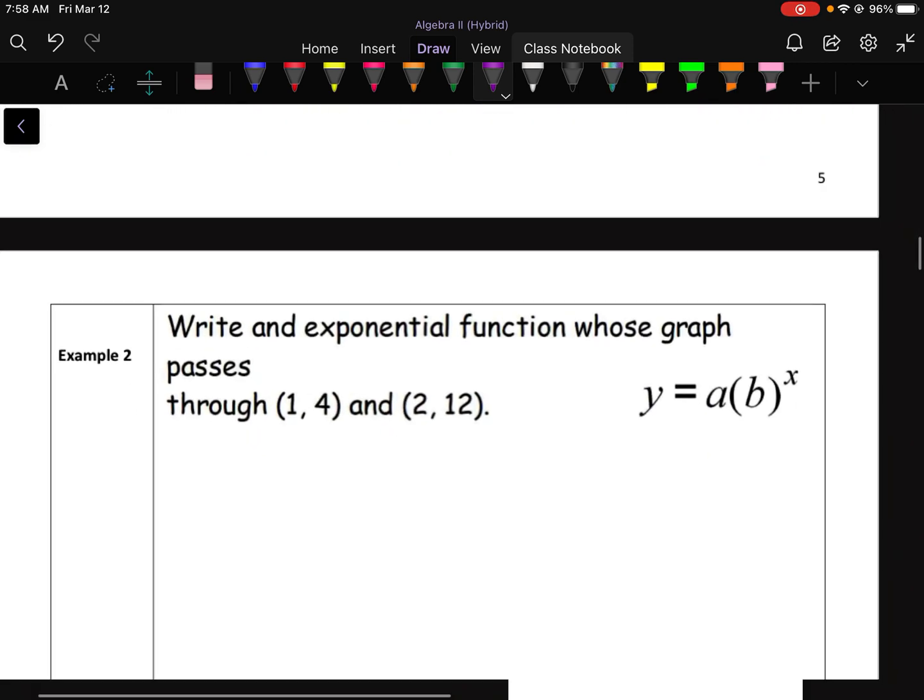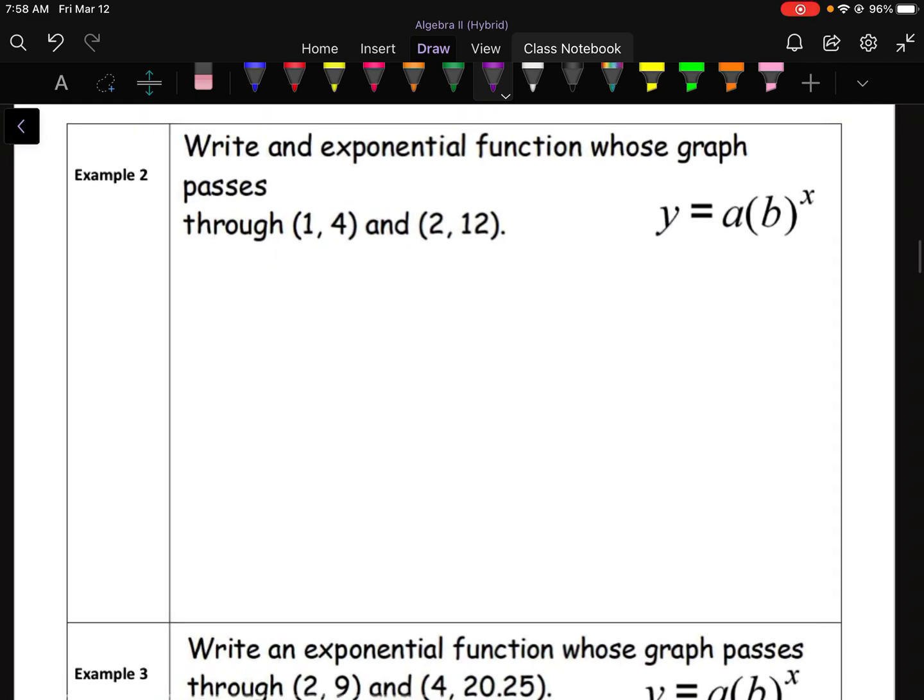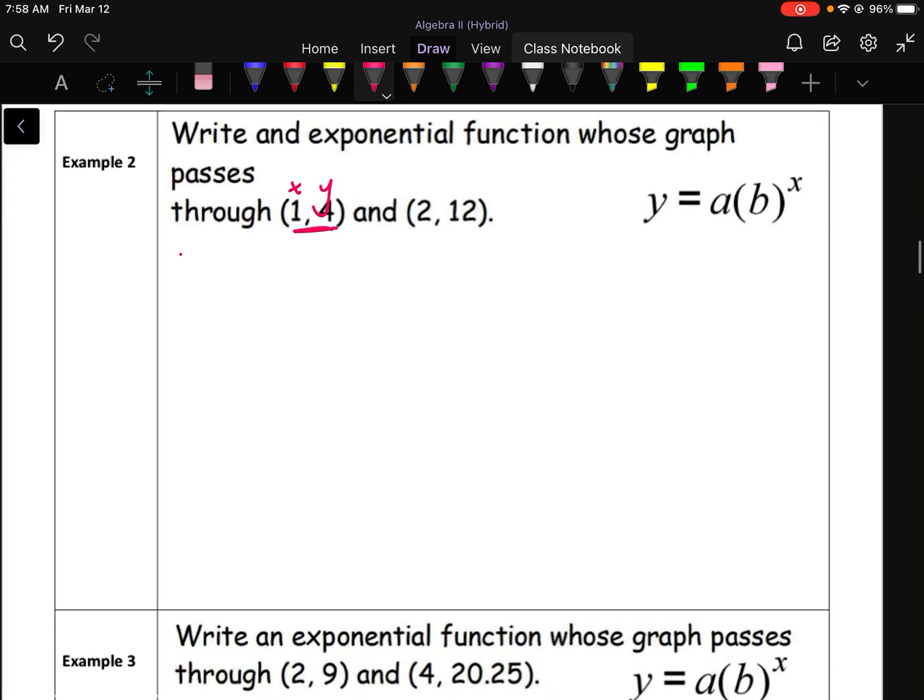All right, so writing exponential functions. We need to write an exponential function whose graph passes through (1, 4) and (2, 12). What we're going to do is take our points. Let's start with the first one, this would be x and y. We're going to take 4, put it in for y, and take 1 and put it in the equation for x. Then we're going to solve for a.